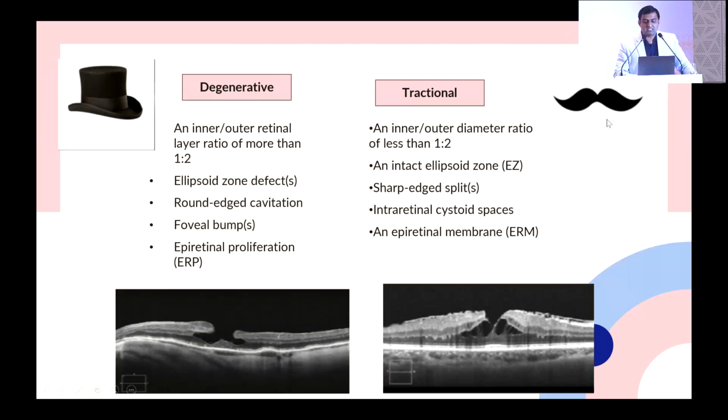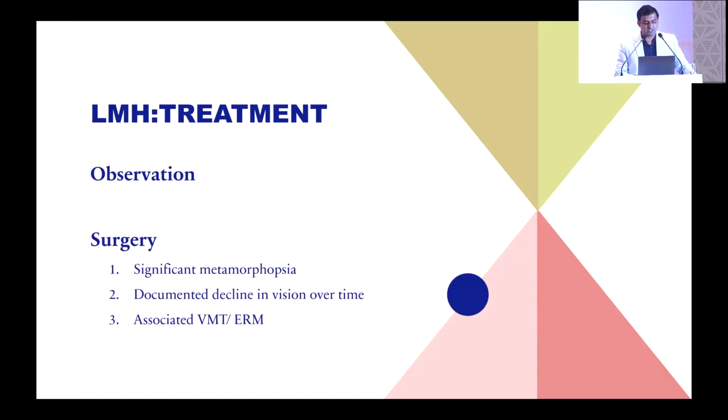Whereas the tractional type is also called the moustache pattern, for you to remember it. In this you have an intact ellipsoid zone here. The sharp edge of the splits you can see here, intraretinal cystoid spaces, and above that you can see the epiretinal membrane. So please remember, it could be either degenerative or tractional.